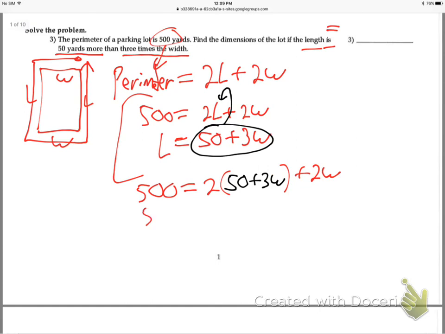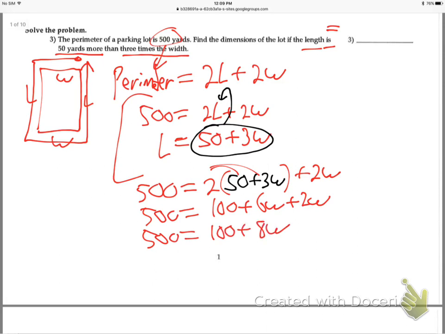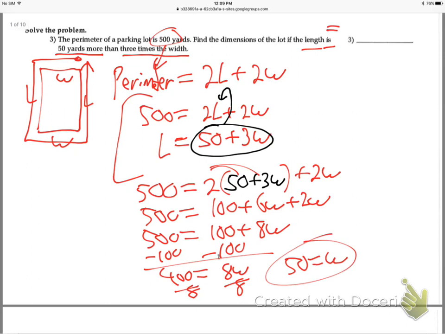And then I'm just going to whip it out because I've got bigger things to do than this. It's 2W. 500 is 100 plus 8W. Subtract 100. 400 is 8W. Divide by 8. What's that, 50? So W is 50. Bring it up and plug it in.